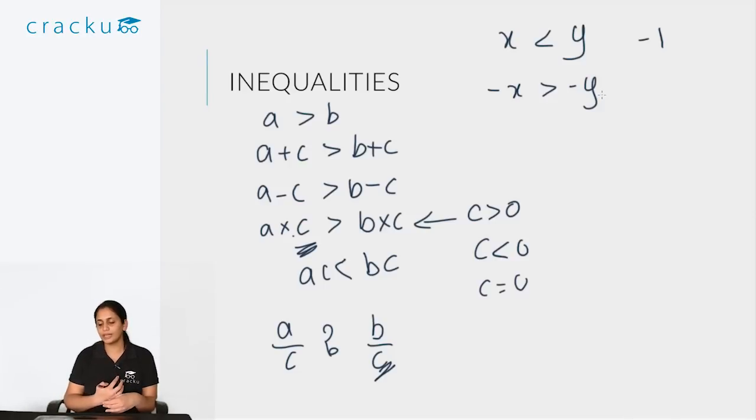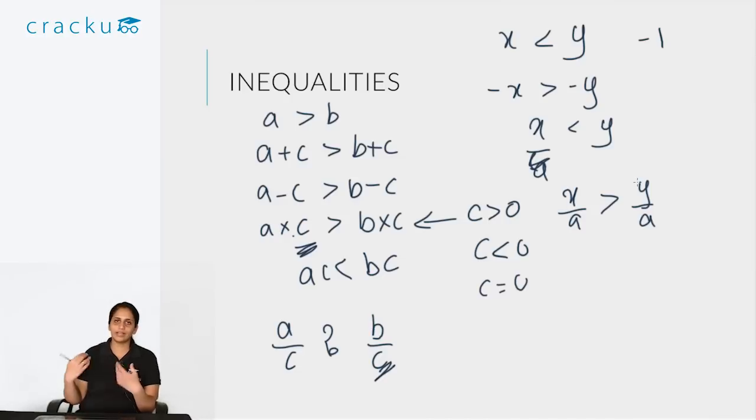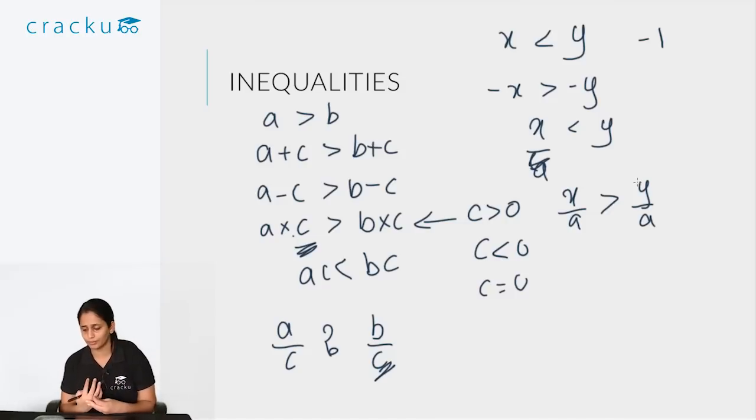Because I am multiplying by minus 1, the sign of inequality flips over. Similarly, if I am dividing by a negative number, suppose x is less than y and I divide by a, x by a and y by a, and I know a is a negative number, then x by a will be greater than y by a, because dividing by minus 1 or multiplying by minus 1 is the same. So whenever you are multiplying by minus 1 on both sides, you have to flip the inequality sign.